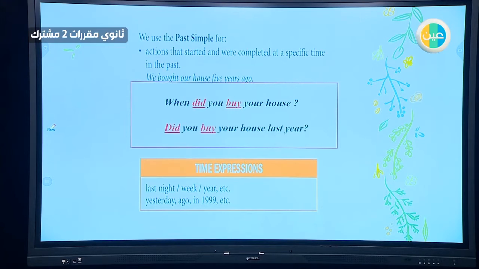Did you buy your house last year? The infinitive here, which is buy, is taken from the first column, not number 2, it's number 1. You take the first part of that verb. Okay, and you have time expressions that will make it very clear for you that it's in the past: last week, last year, last night, ago, and a certain year in the past. So you have to know how to change it using did, of course, in this case.